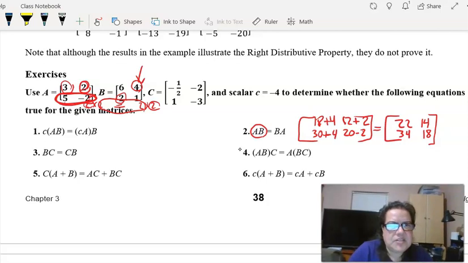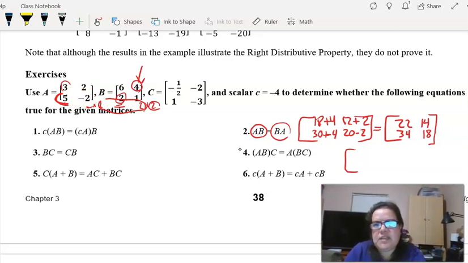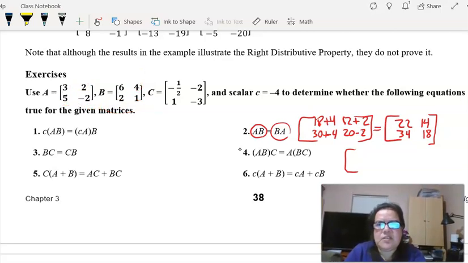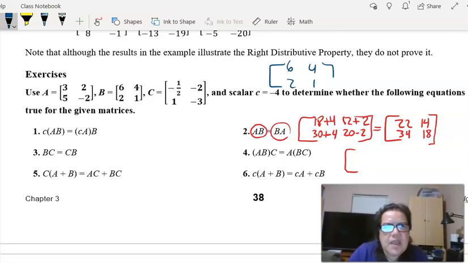So now, I just did A times B, but guess what? Now I need to do B times A. So I'm going to go a little bit faster with that one, since we already went through the process. All right, so now I kind of made a mess over there. Let me see if I can clean this up a little bit. There we go, so I can use these numbers again. Okay, so now let's try matrix B times A. So I'm going to rewrite it over here. B is 6, 2, 4, 1. A is 3, 5, 2, negative 2.